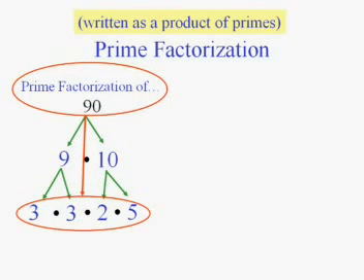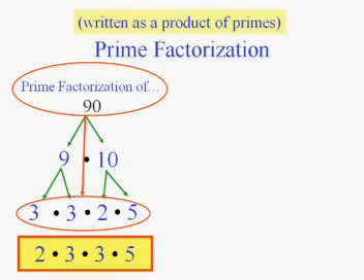So the prime factorization is 3 times 3 times 2 times 5, or, putting it in order, 2 times 3 times 3 times 5. That's the way to answer it.